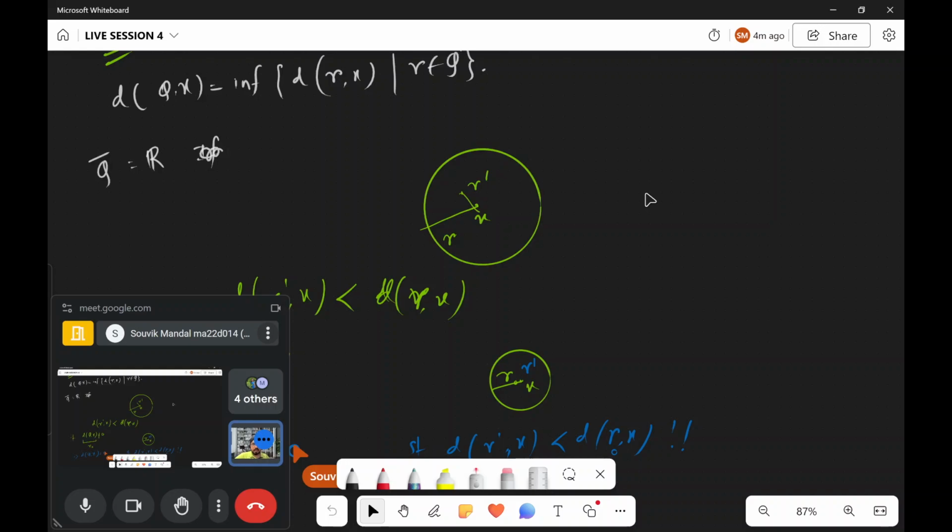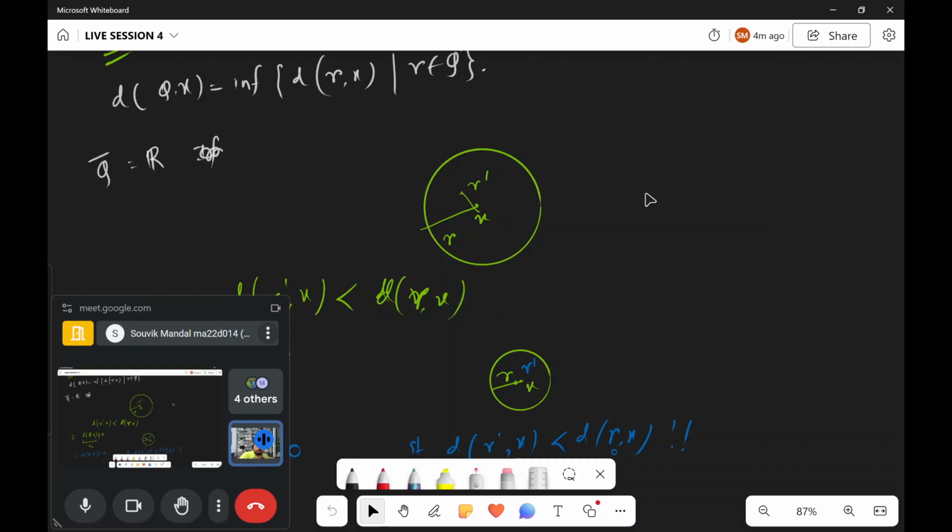Since Q is dense in R, if we consider x and an open ball of rational radius r, then inside the open ball we will be able to get an r prime which is rational also, so we'll get a point inside the ball. So of course d of r prime comma x will be less than or equal to d of r comma x.